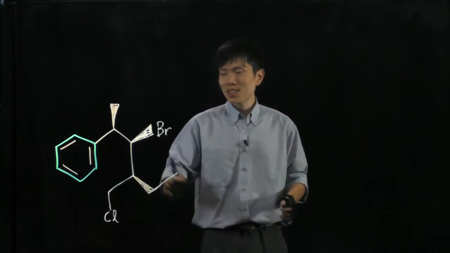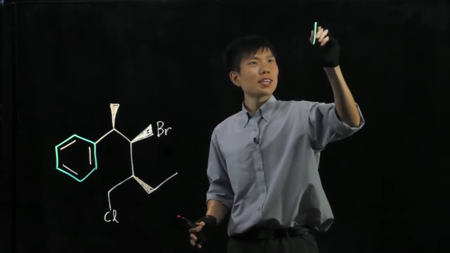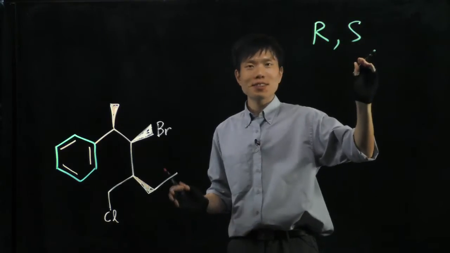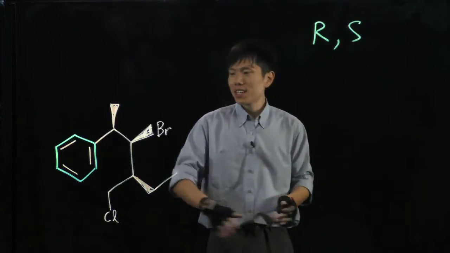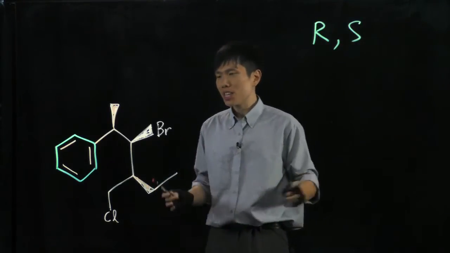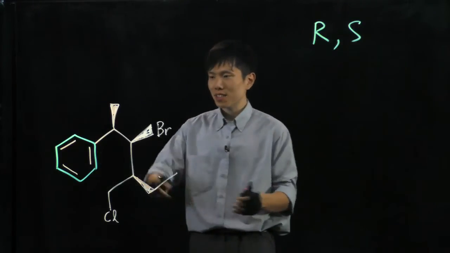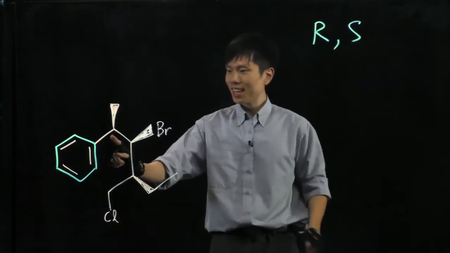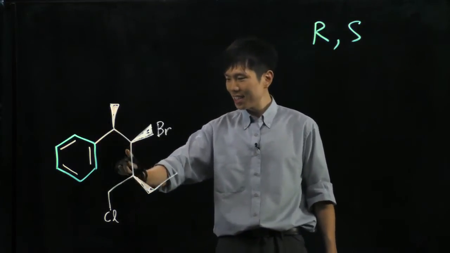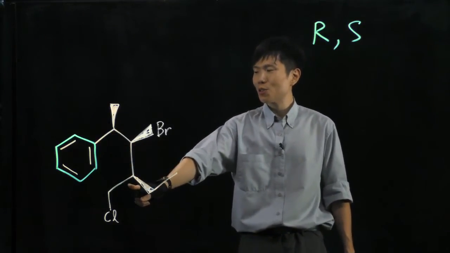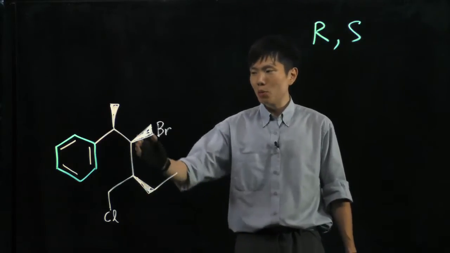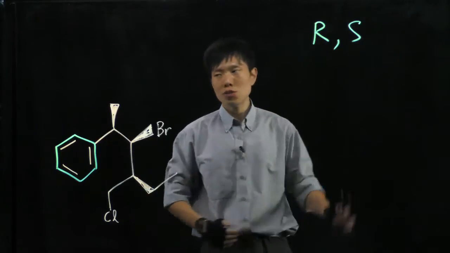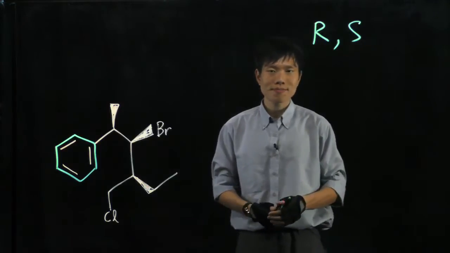Right here, we will decide how we classify R and S for a chiral center. In this molecule, you notice that there are several chiral centers. You can identify that there's one here, another one there, another one here. So in total, there are 3 chiral centers. But what is the absolute configuration using the R and S denotation?